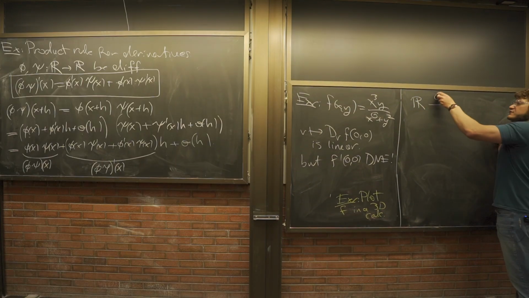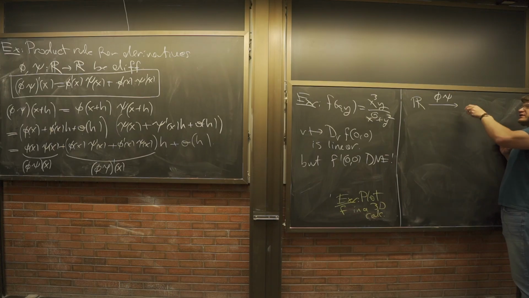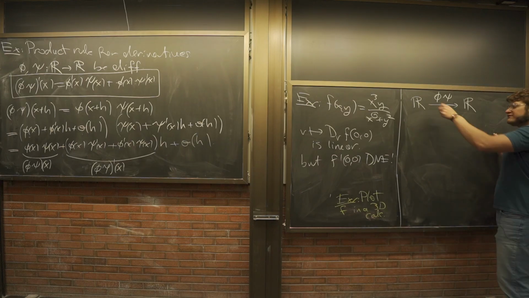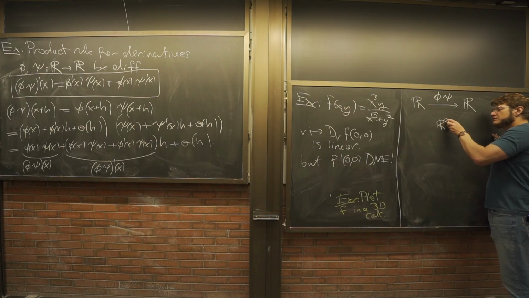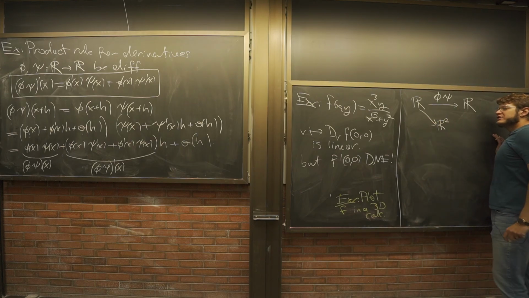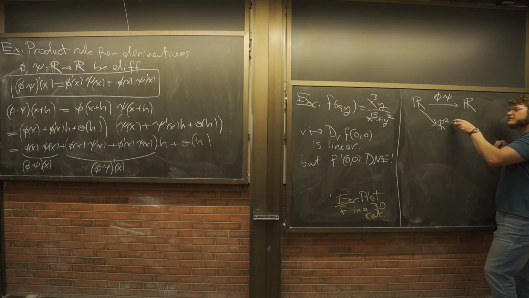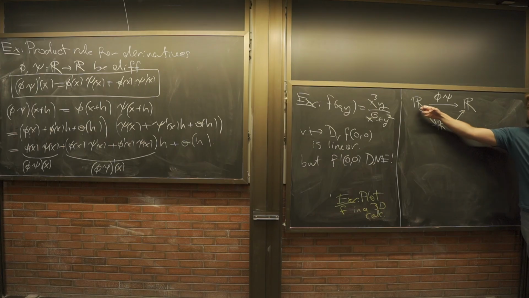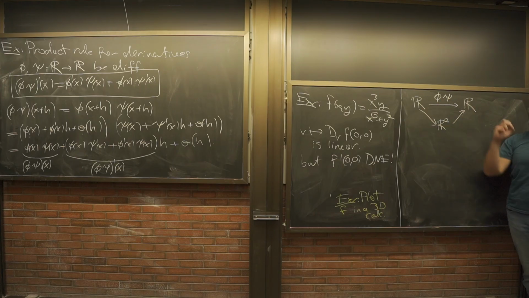This is the product function. But you could say this function is really the composition of one function that goes from the reals to R squared, and another function that goes from R squared to R, where this is just multiplication of the two entries, and this is the function whose components are phi and psi.